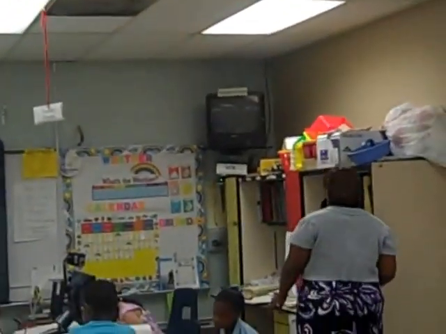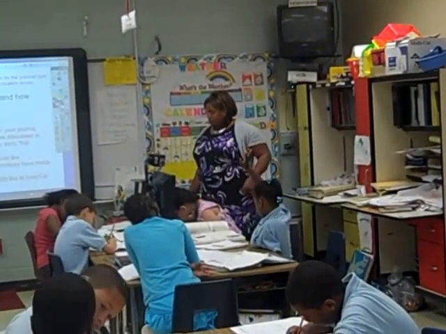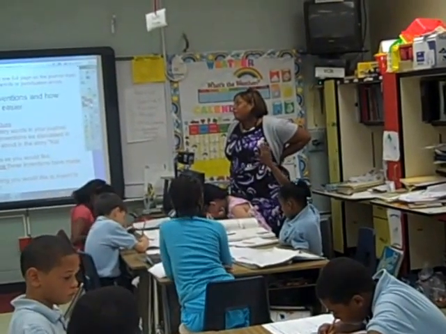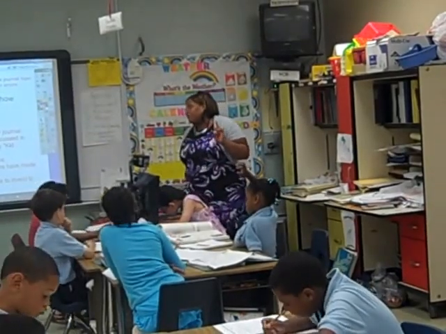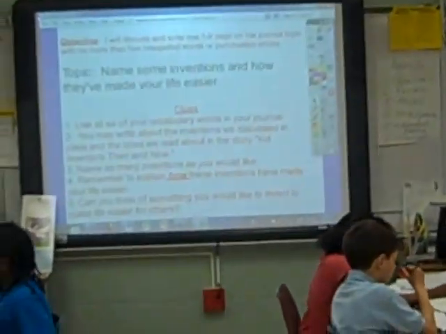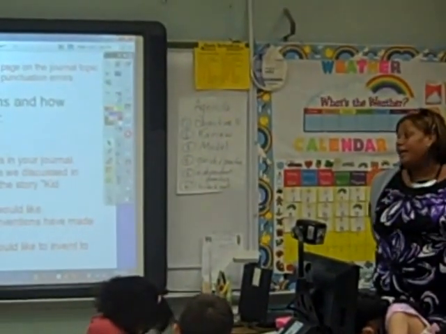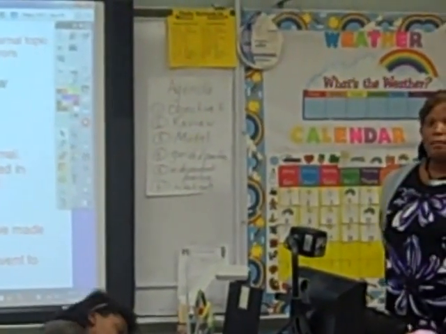I like the invention blank the best because, remember, look at your clues. If you get stuck, look at your clues. You have to use all 6 of your vocabulary words. That will help you get a full page. You can write about the inventions we discussed in the story and in class. You can name as many inventions as you like. Remember to explain how. How did these inventions make your life easier? And the last one, you can think of an invention that you would like to make that can make your life easier or others' lives easier. Yes, Corey?